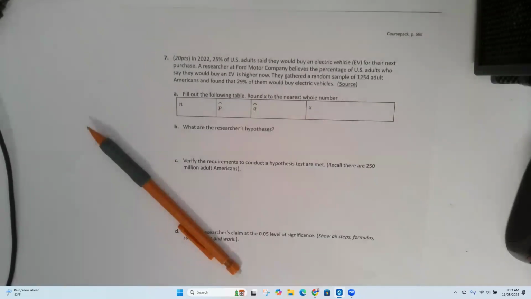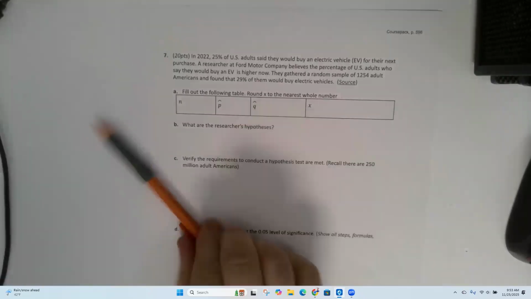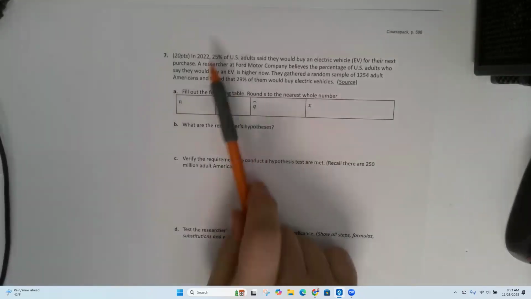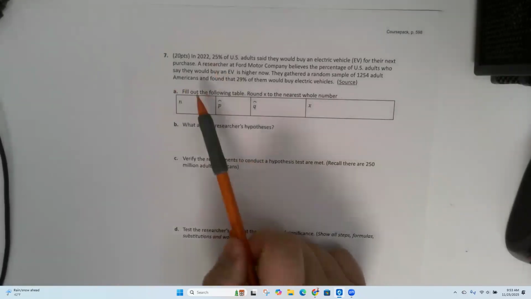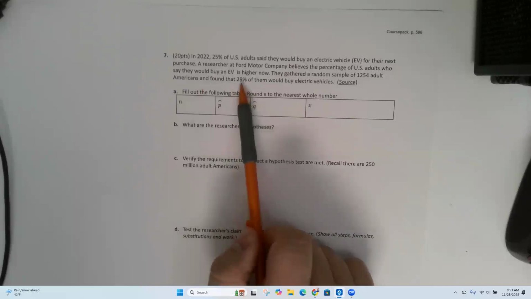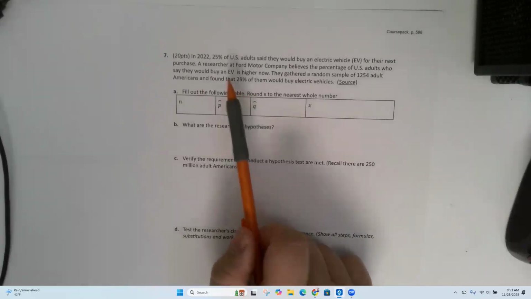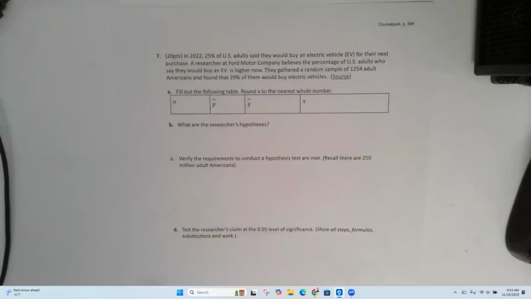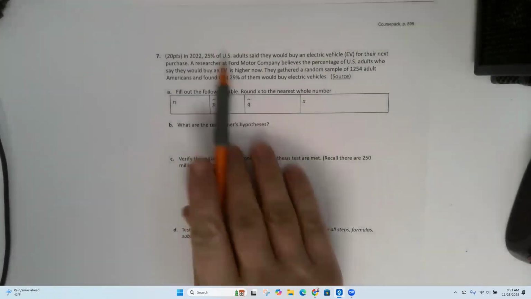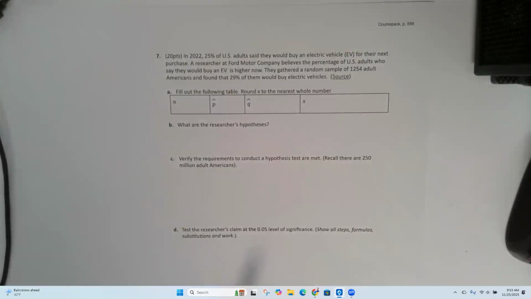Why is it that they don't stop right here and say, oh, 29% is higher than 25%? So that means that the percentage has gone up. Why can't you just stop there and say, okay, I validated my claim. My claim was that it's gone up in the last 3 years. That percentage has increased. Why can't you just compare these two numbers? Why do you have to do all this hypothesis test stuff?